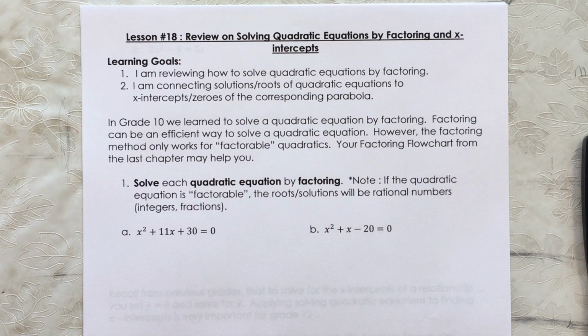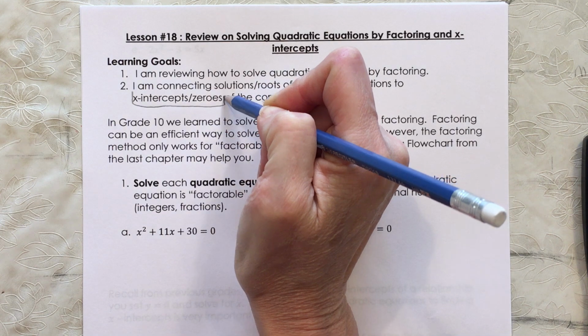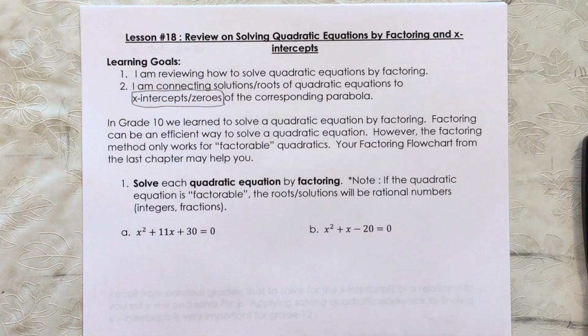Hi everyone! We're doing lesson 18, which is a review on solving quadratic equations by factoring and then how they relate to x-intercepts. So our learning goals are to review how to solve quadratic equations by factoring, which you should have covered in grade 10, and then also connecting the solutions or roots of quadratic equations to the x-intercepts, also called zeros, of the corresponding parabola. I don't know if you've heard x-intercepts called zeros before.